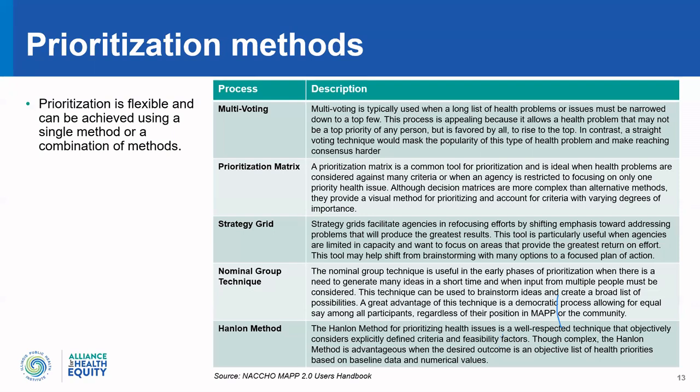The one we have typically used most often is multi-voting. This can be really low tech. One way we do this is we put a health issue that folks have identified onto a flip chart, and then everybody's given 3 sticky dots, and they're asked to go vote on what they think their top 3 issues are, or what the top 3 issues should be for their hospital to address in their implementation plan.